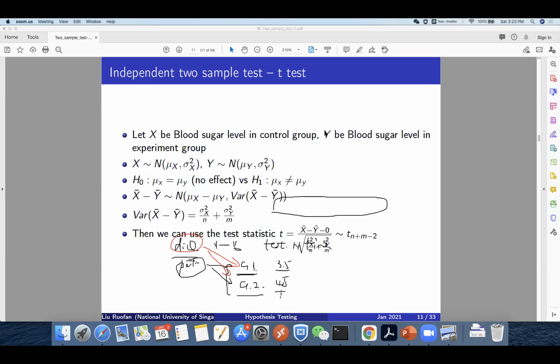This is independent. Oh, so sorry. This should be another group. So there's another group of patients. We feed them a medicine which is supposed to take effect, and we compare these two groups to see whether there's a difference between their sugar levels.